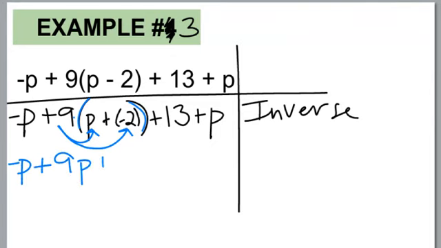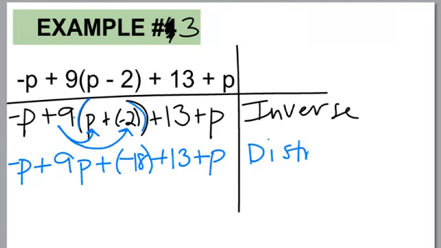So when I rewrite my step, I'm going to distribute that 9. I get 9p plus negative 18. Then I just copy the rest of the problem down. I don't do anything to the plus 13 or the plus p right now because all I focused on was distributing. Now, if I look, I have no more multiplication that I can do. All I have is addition.